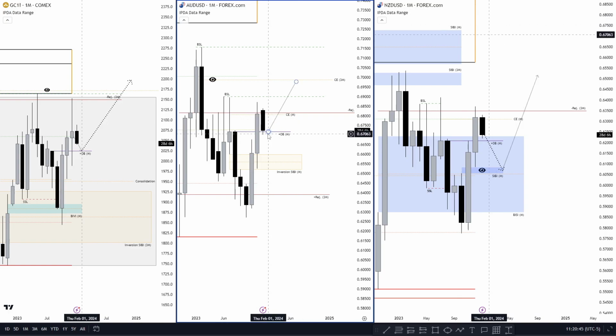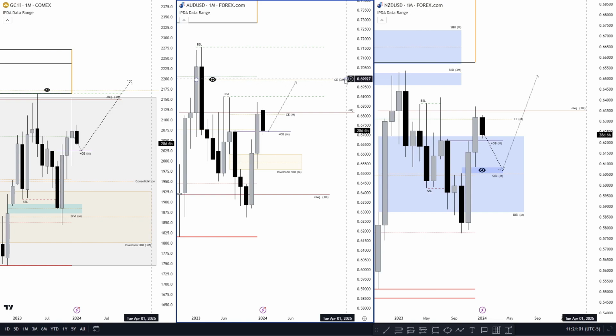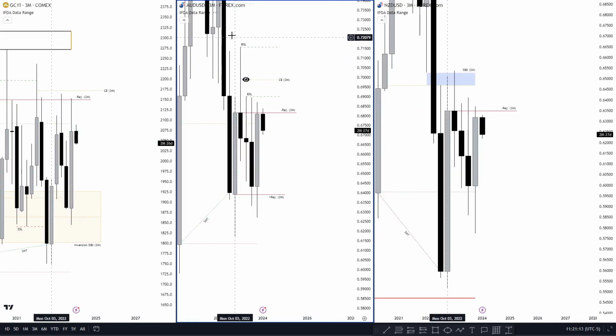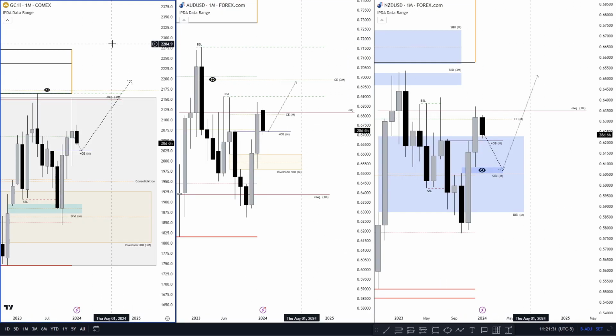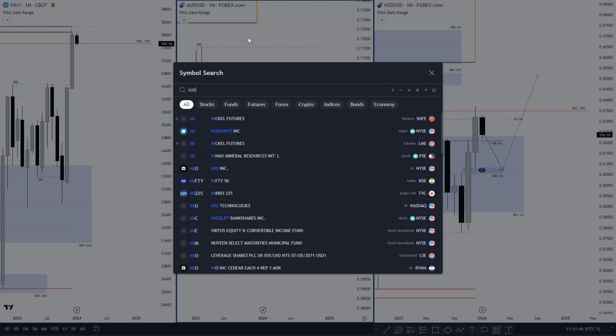Even though this arrow depicts that we're going to reverse off of here, I would look for further confluences before expecting this thing to move higher. But once we do move higher, the first objective I would look for is this old high, and then this consequent encroachment, which is this level here. Finally, the last section of this part of the analysis leaves a 3-chart format, and we're going to look at the Dow, the Nikkei 225.